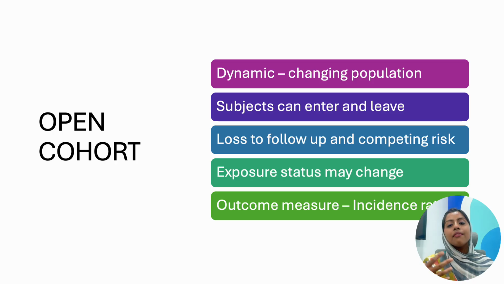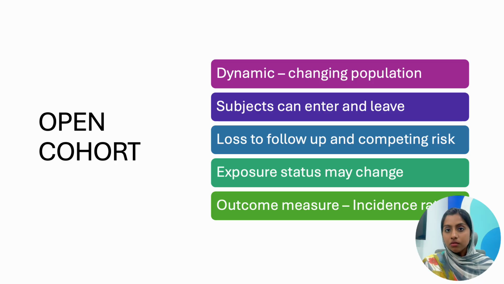Whenever you have loss to follow-up, you can no more take the whole time that the person has contributed, because the patient has left in between. So at that point, you consider the time that particular patient has contributed to the study. That's called person time. And if you have person time, then the outcome measure would be incidence rate, which means it's based on time, and the measure of association would be a rate ratio.